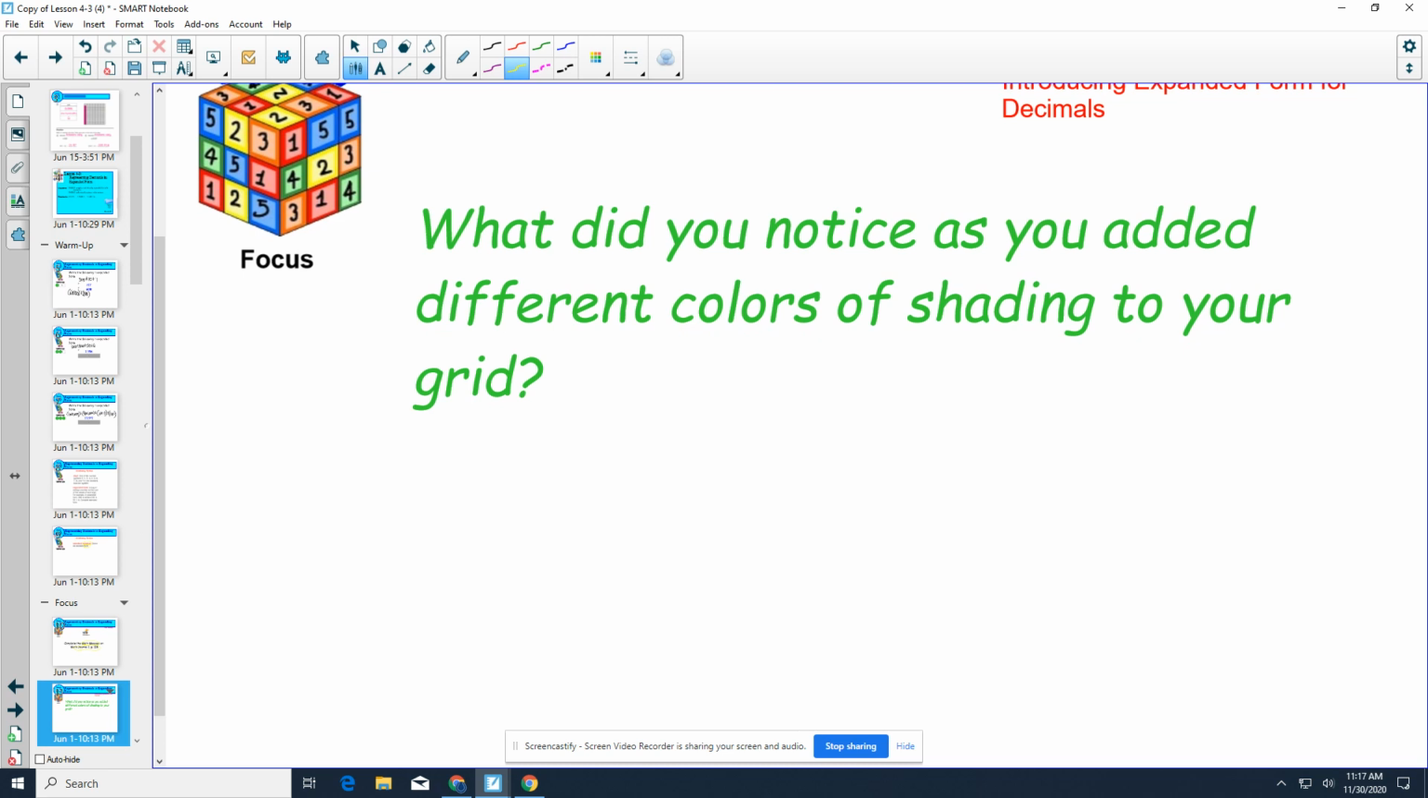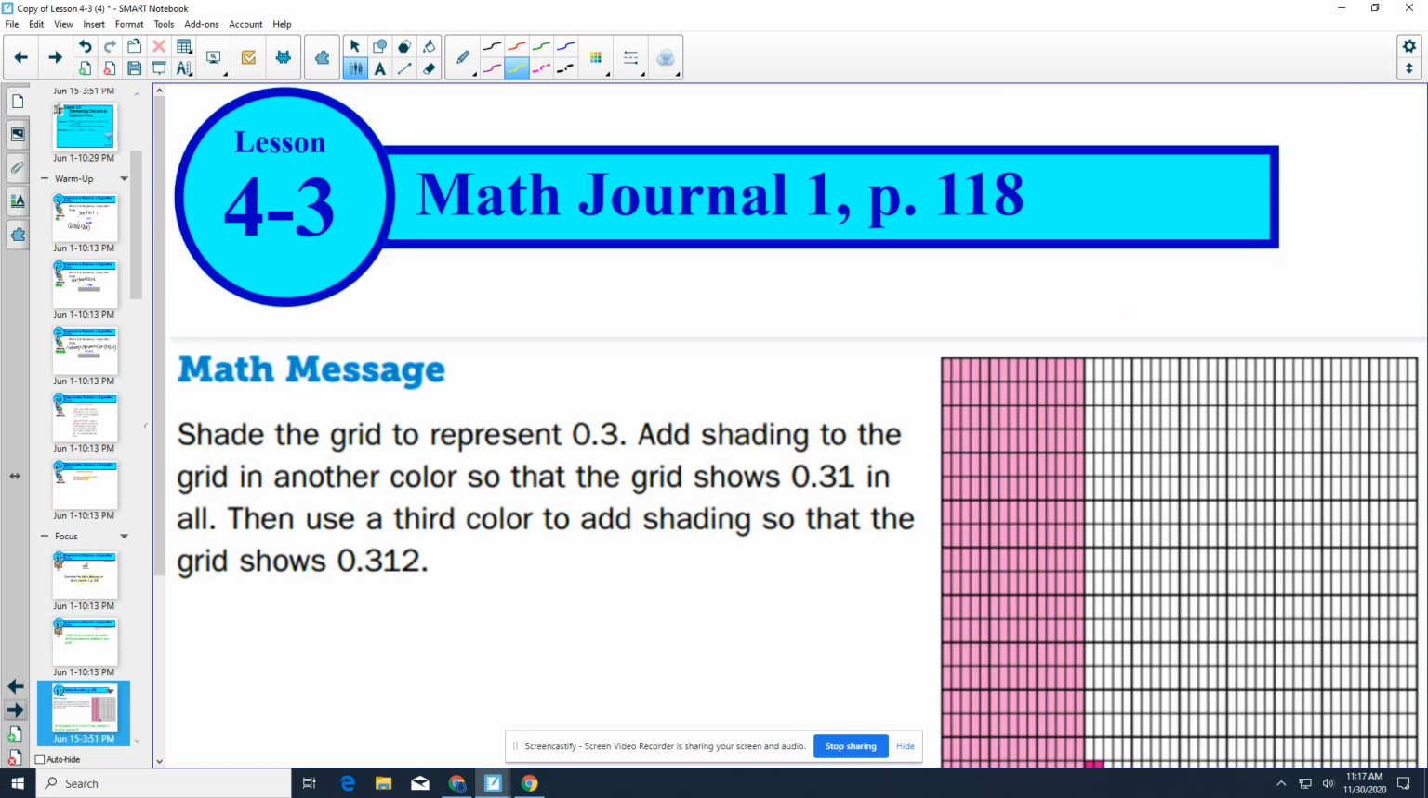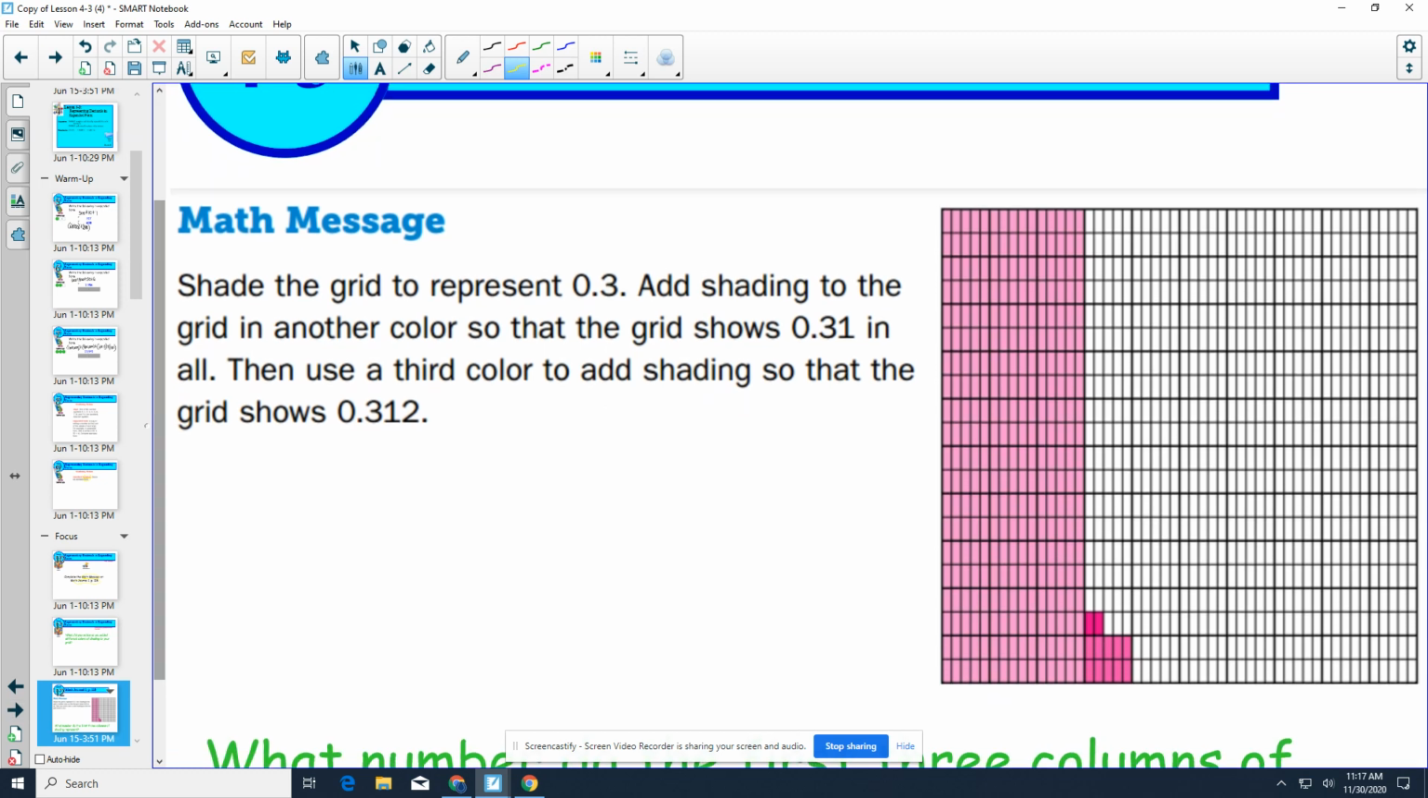What did you notice as you added different colors of shading to your grid? So what are some things that you notice when you use different colors? So think about that. And as you look at it here, it says to shade the grid to represent 3/10. Now you may think, well, that's actually a thousandths grid. So what I could do is write an equivalent fraction. So 3/10, I could make it 300 thousandths. For me, that's easier to visualize and to shade.